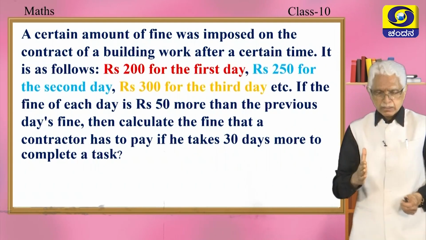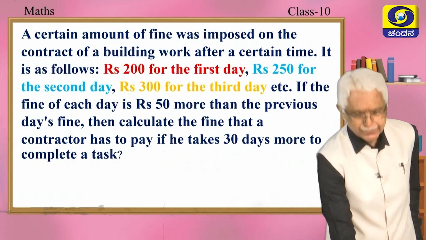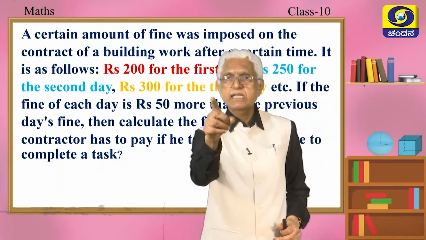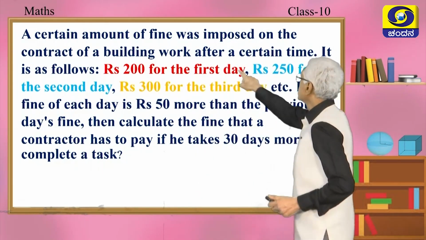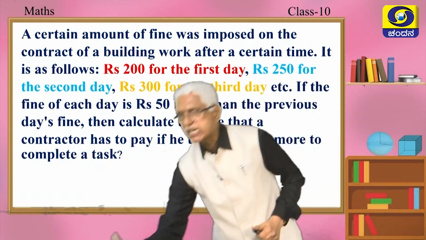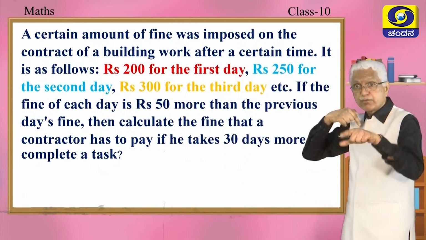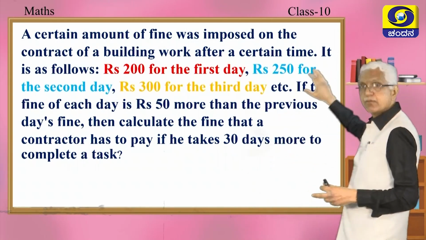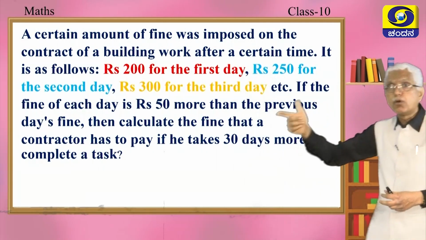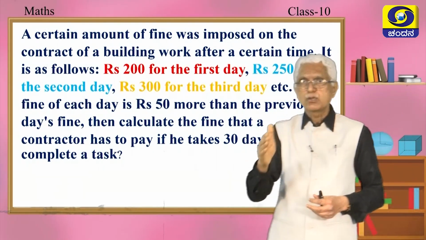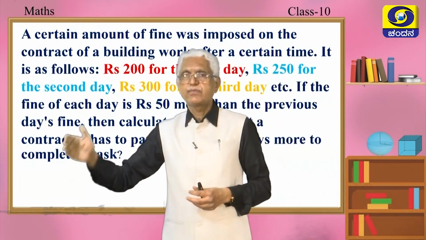Okay, the work was to be completed by today, no fine. I took 1 extra day, what is the fine I have to pay? 200. I took another extra day, how much fine do I have to give? 50 rupees more than the first day, 250. Third day, 50 rupees more, 300. Fourth day, 50 rupees more, 350. 200, 250, 300, 350, etc.